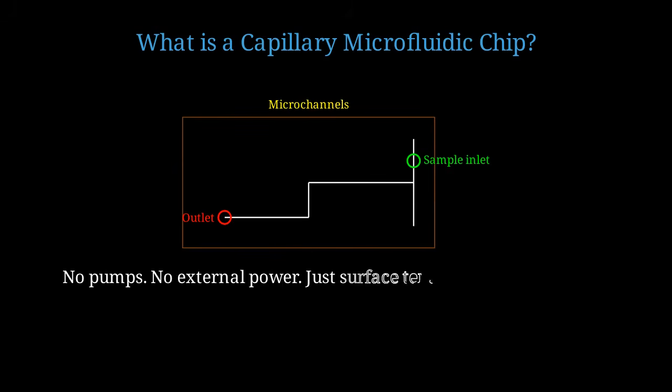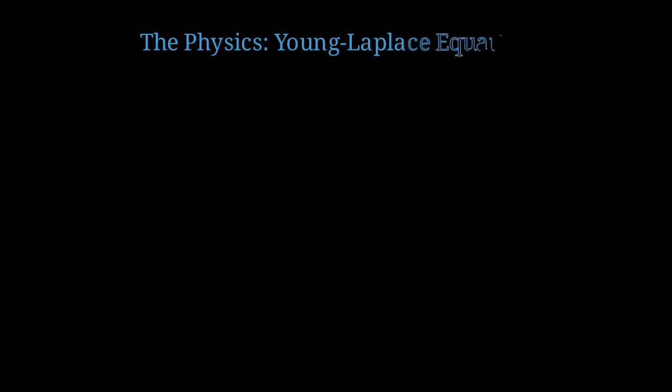There are no pumps, no external power sources, nothing pushing the liquid. It moves purely by capillary action, the same phenomenon that allows plants to draw water up their stems. To understand how this works, we need to start with the fundamental equation that governs capillary pressure, the Young-Laplace equation. Delta P equals gamma times the sum of 1 over R1 plus 1 over R2. Here, delta P is the pressure difference across a curved interface, gamma is the surface tension, and R1 and R2 are the principal radii of curvature.